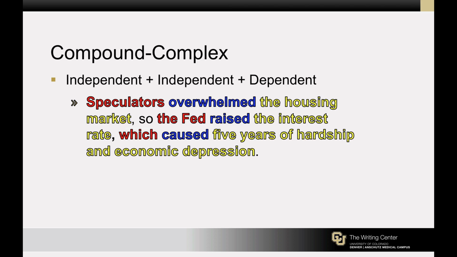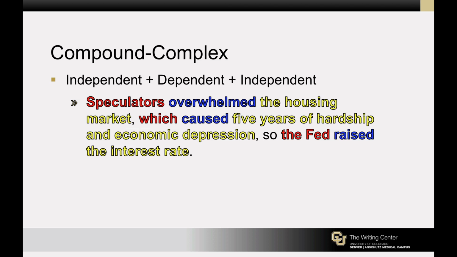Let's look at an example of a compound complex sentence, one that begins with two independent clauses. "Speculators overwhelmed the housing market" and "the Fed raised the interest rate" are connected with a comma and a coordinating conjunction, and concluded with a dependent clause, "which caused 5 years of hardship and economic depression," signaled by the relative pronoun "which." Notice that the two independent clauses carry equal emphasis, so our readers understand that the ideas contained within them, speculators overwhelming the housing market and the Fed raising the interest rate, are both equal factors in relation to the idea contained in the dependent clause, 5 years of hardship and economic depression. Furthermore, the "which" indicates the type of relationship the independent clauses have with the dependent clause, cause and effect.